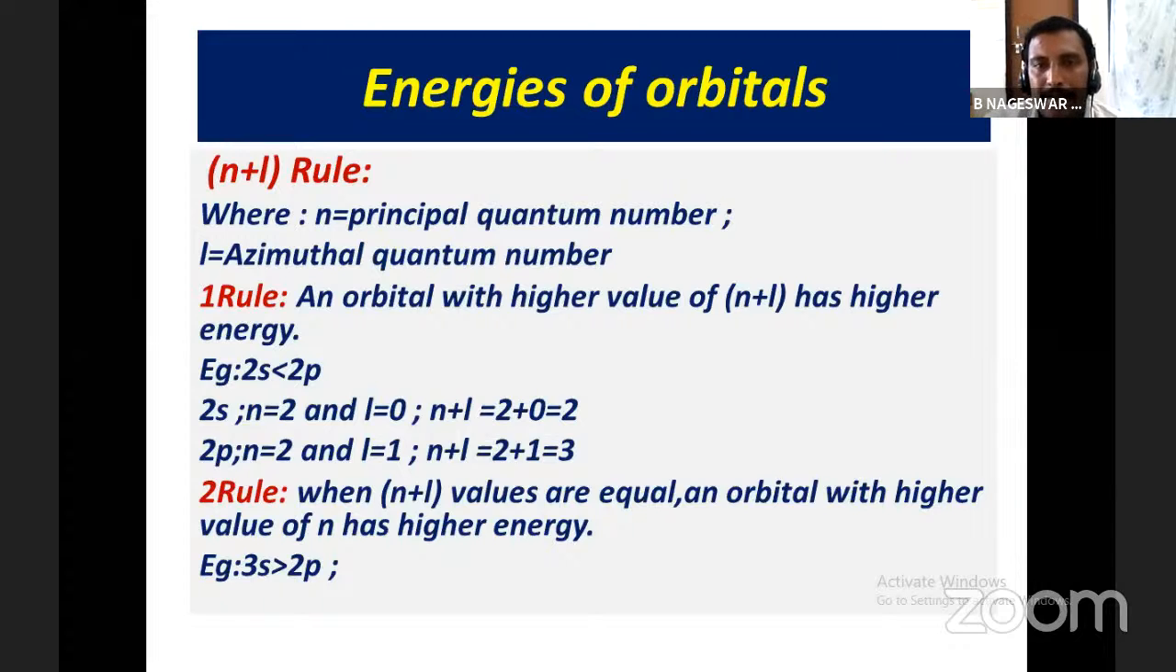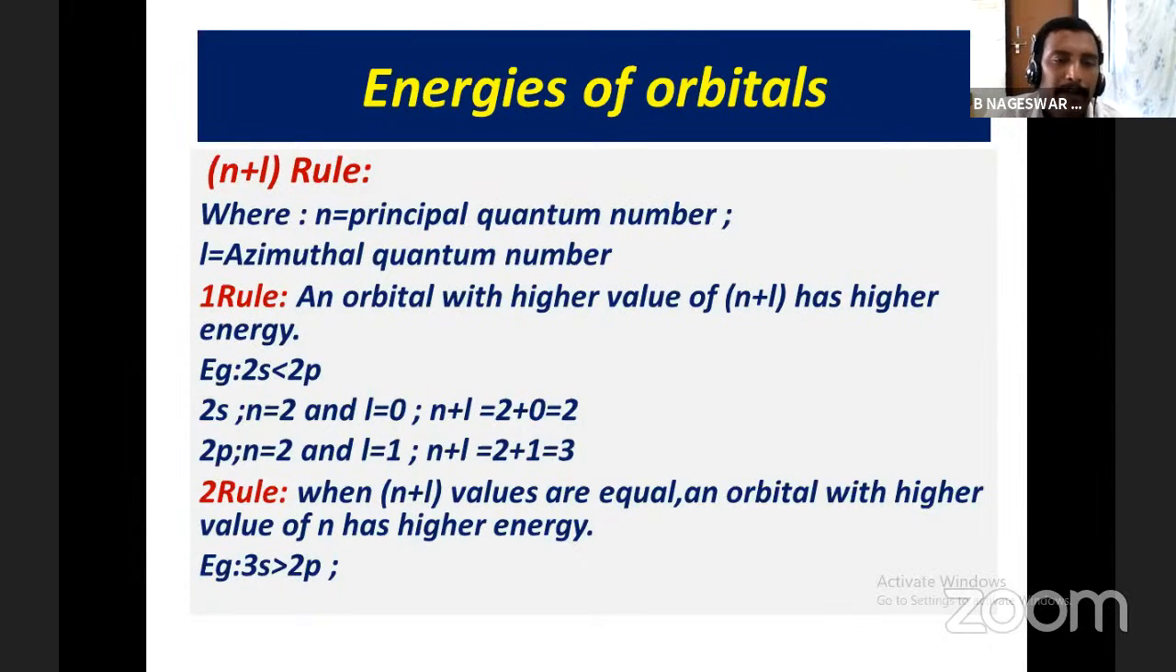How do we calculate the energies of orbitals? The energies of orbitals are calculated by the n plus l rule. Here n is the principal quantum number and l is the azimuthal quantum number. Rule 1: an orbital with a higher value of n plus l has a higher energy.